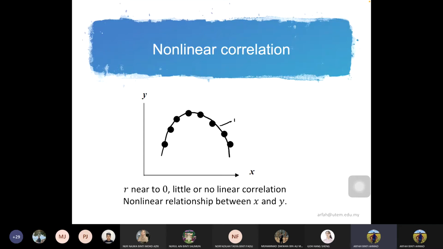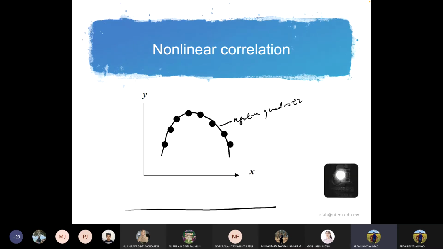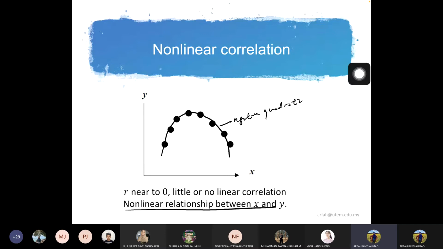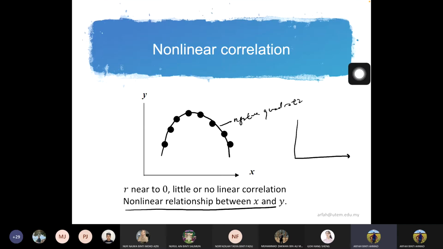Okay. So ini akan wujud negative quadratic relationship. R near to 0 or no linear correlation, non-linear correlation exists between x dan y. Cuma non-linear relationship ni is dalam chapter 6 nanti kita akan tengok quadratic equation. Okay. So dia akan jadi something like this, or maybe you have a case that exponentially growing. Okay. Contohnya macam ni. Dia grow secara eksponen.